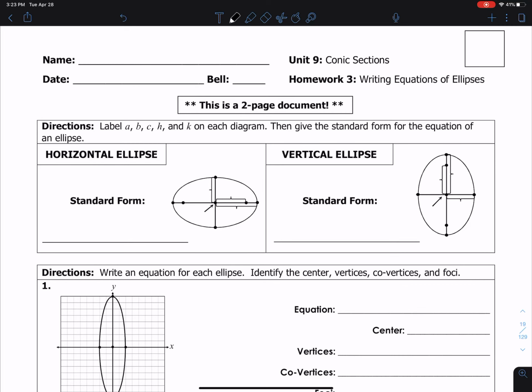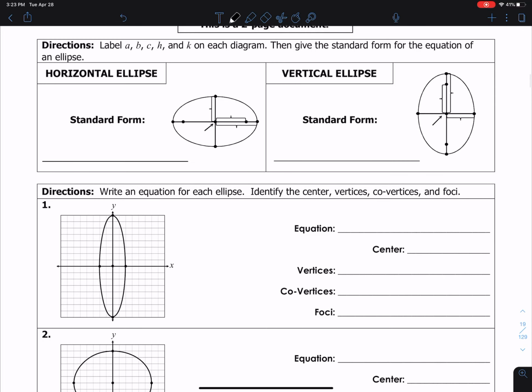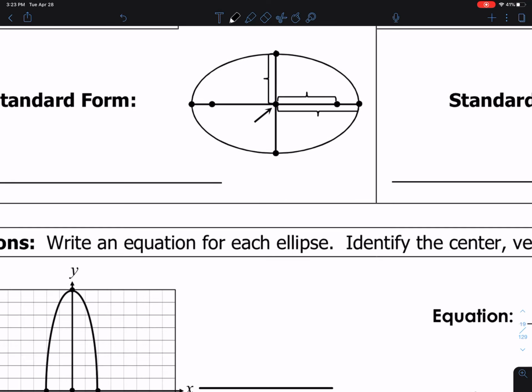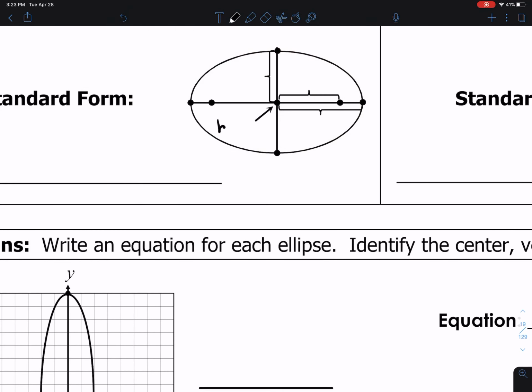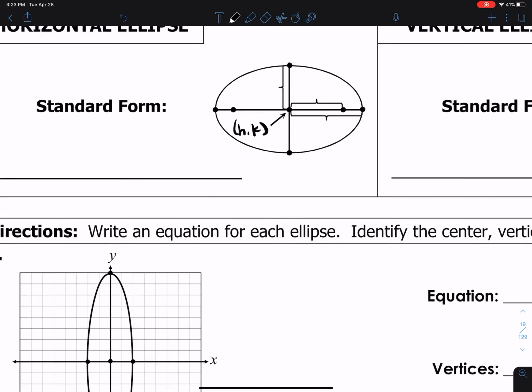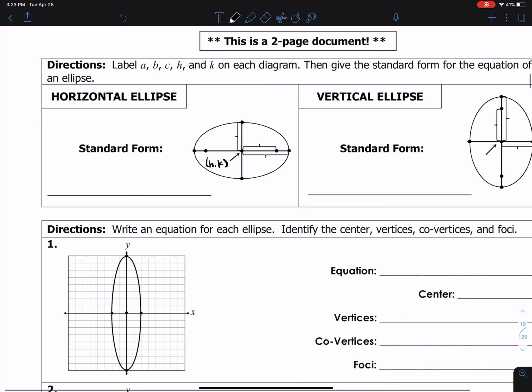So the first part says label A, B, C, H, and K on each diagram, then give the standard form for the equation of an ellipse. So remember, HK, that's the center, so I'm going to write this in here. So we have HK for the center. And then A is for the major axis, that's the longer one. And if it's horizontal, that means the horizontal part is the major axis. And then B is for the minor axis, and C is the length from the center to the focus.